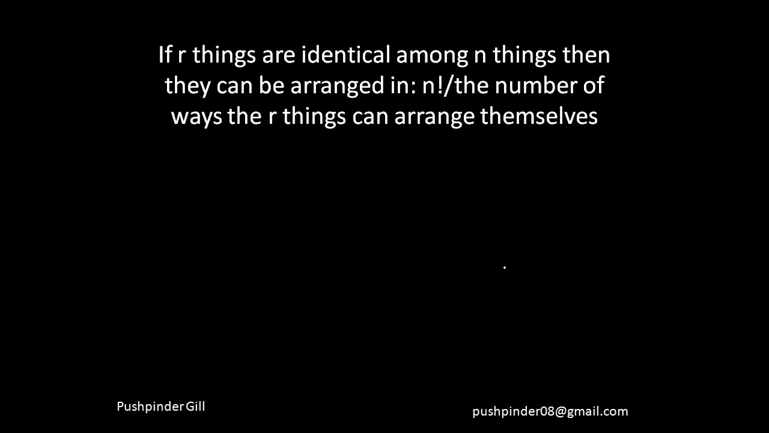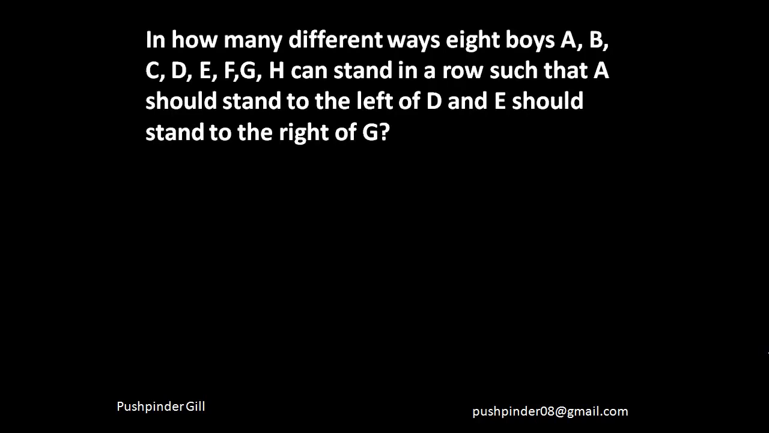So if r things are identical among n things, then they can be arranged in n factorial divided by the number of ways these r things can arrange themselves. So remember this point, and let's do some questions on these points. So let's see this point.